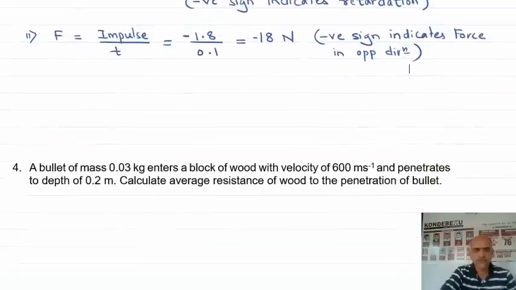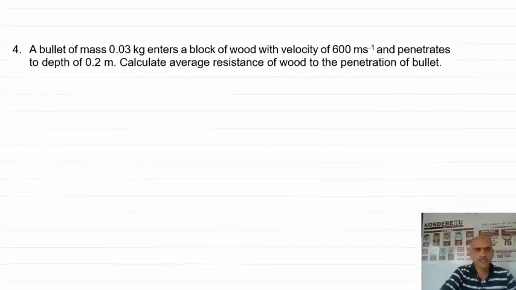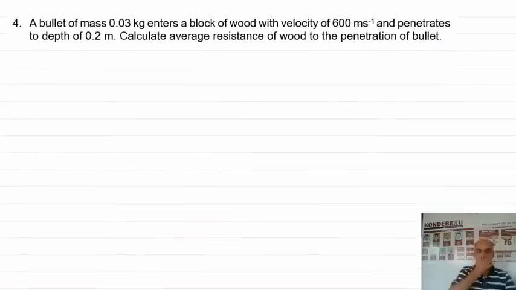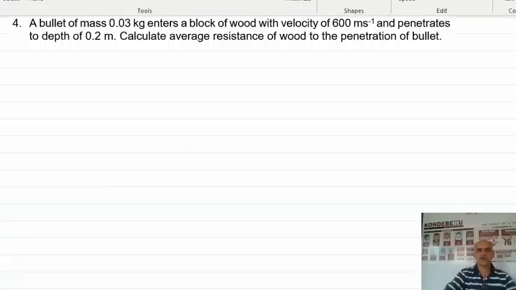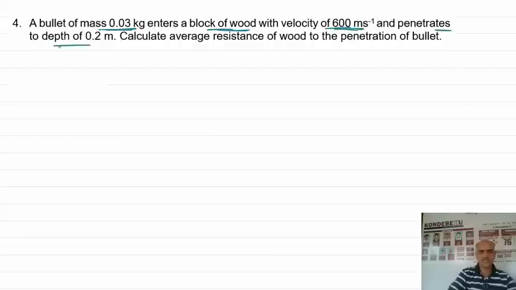Fourth, a bullet of mass 0.03 kg enters a block of wood. So there is a bullet of mass 0.03 kg that enters a block of wood with velocity 600 meters per second and penetrates to a depth of 0.2 meters. You are required to find average resistance, means force.